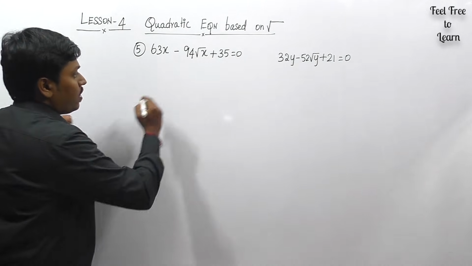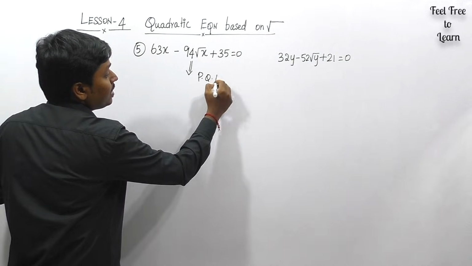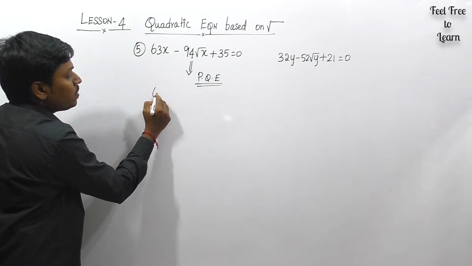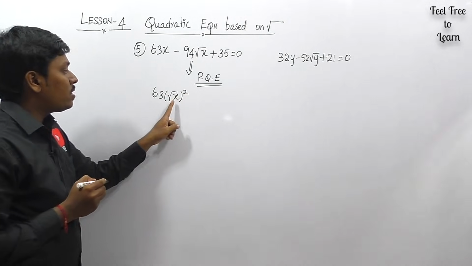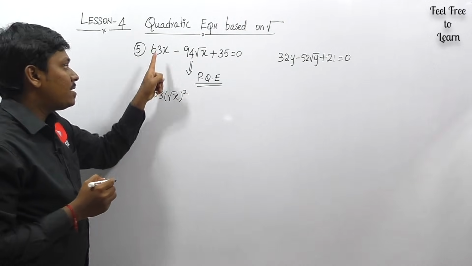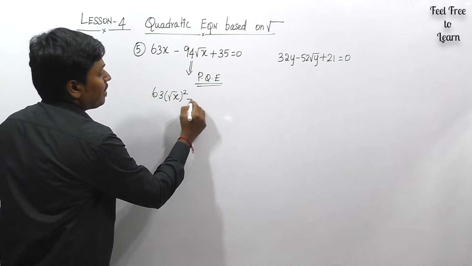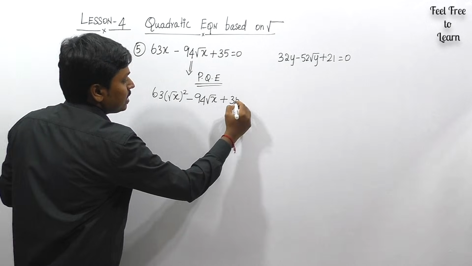So friends, first of all, I am going to convert this equation into a proper quadratic equation. Listen carefully. Here it is x, right? I am just going to write this x as root of x the whole square, because root of x the whole square will be x. So this x can be written as root of x the whole square. So here it is minus 94 root x plus 35 is equal to 0.